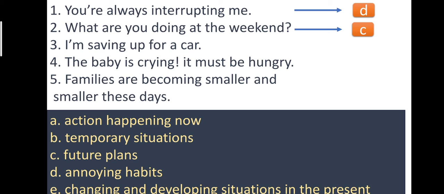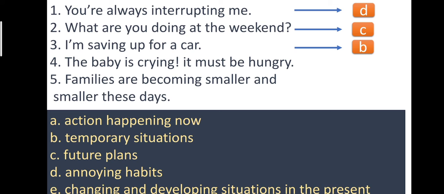So the first sentence, you're always interrupting me. So this is an annoying habit. So it's going to be D. Number 2, what are you doing at the weekend? So here I'm asking about a future plan. So it's going to be C. Next, I'm saving up for a car. So this is a temporary situation. So it's going to be B.